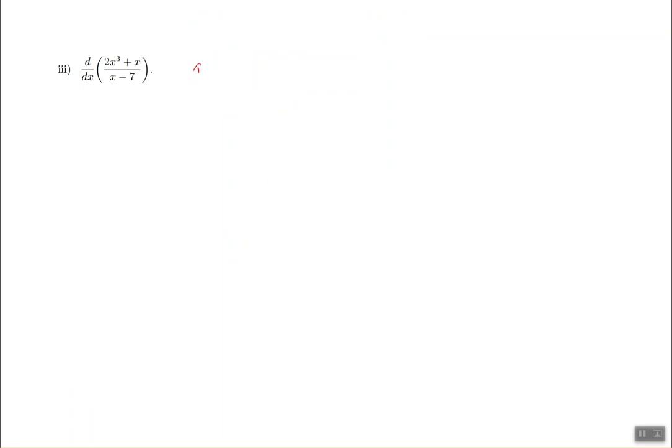I'm going to start by writing the first function and the second, and then I'm going to write the derivatives of the first and the derivative of the second terms that I picked. So when we're doing a quotient rule, the first is always the numerator, the 2x cubed plus x. The second is always the denominator. And the derivatives of each one of those is going to be 6x squared plus the derivative of x, which is 1. The derivative of x minus 7 is going to be just simply 1. And keep in mind, this is a quotient rule, so you need to subtract.